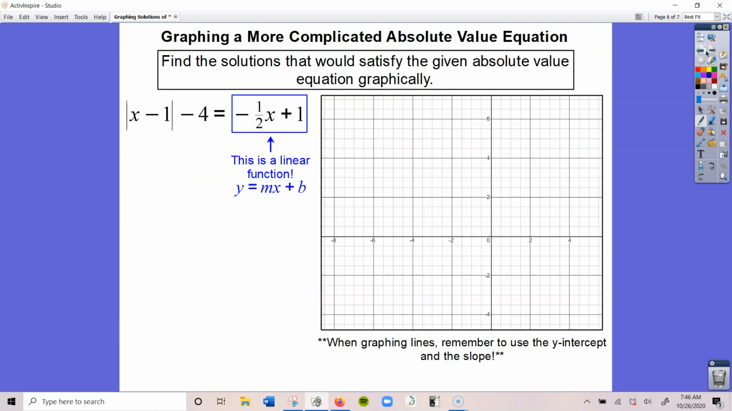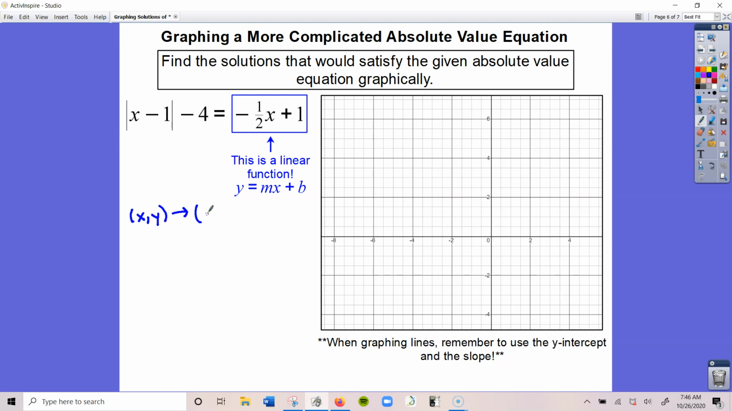Now let's look at how to graph a more complicated absolute value equation. We have here the absolute value of x minus 1, minus 4, is equal to negative 1 over 2 x plus 1. Now we're going to do the same thing we did before. We're going to graph the absolute value part first, and then we'll worry about that line. So we have absolute value of x minus 1 minus 4. I'm going to write out my rules.